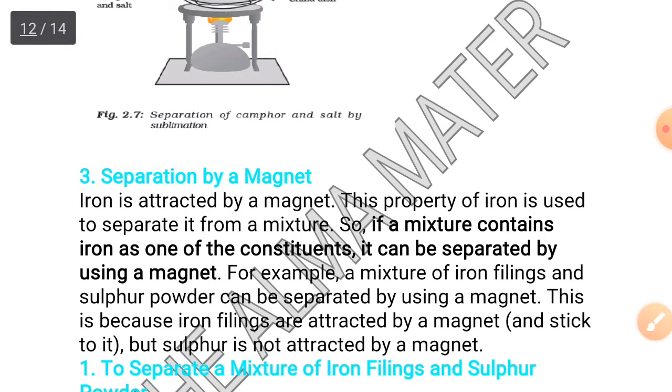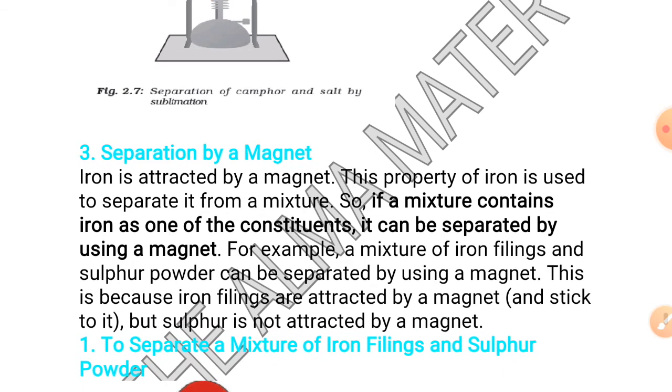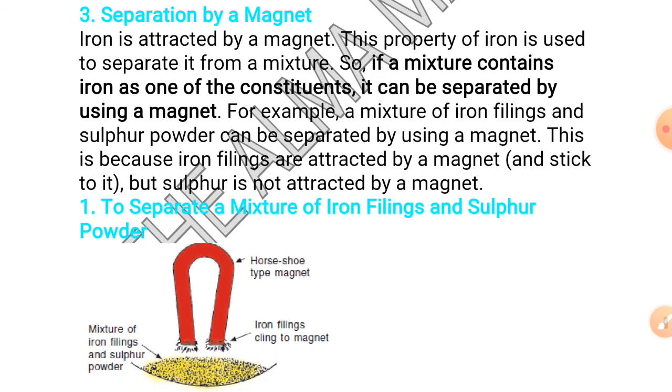Now separation by a magnet. Iron is attracted by a magnet. This property of iron is used to separate it from a mixture. So if a mixture contains iron or any other magnetic material, then it can be separated using a magnet. For example, a mixture of iron filings and sulfur powder can be separated by using a magnet. This is because iron filings are attracted by a magnet but sulfur is not. So the application of this technique is to separate a mixture of iron filings from sulfur powder.